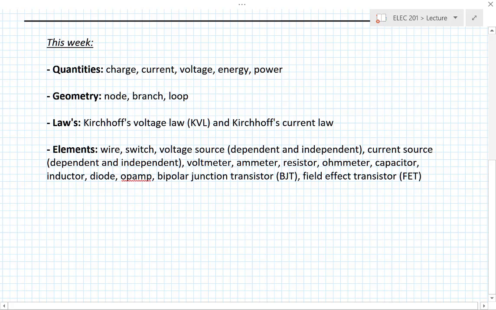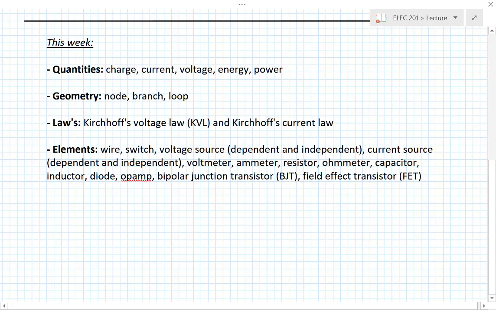One is the key quantities that you'll encounter in an electric circuit. And I'm sure you recognize all those quantities: charge, current, voltage, energy, and power. So we'll discuss these and define them formally. Then there's the circuit geometry or topology, and the concept of a node, a branch, a loop. Kirchhoff's voltage law and current law that we started talking about last time, so we'll just go over them quickly to make sure things are complete.